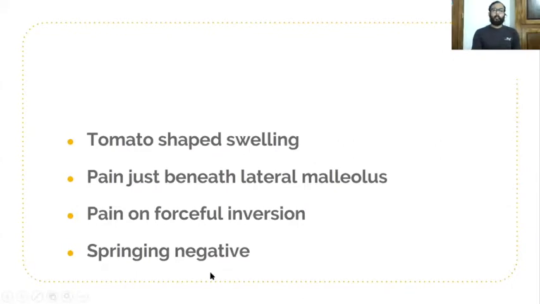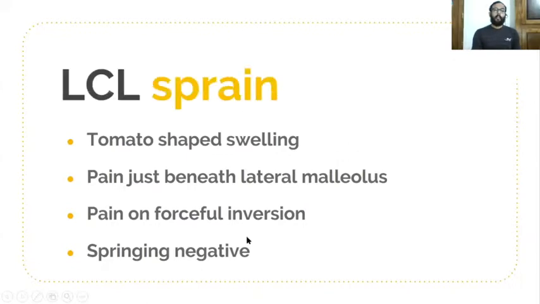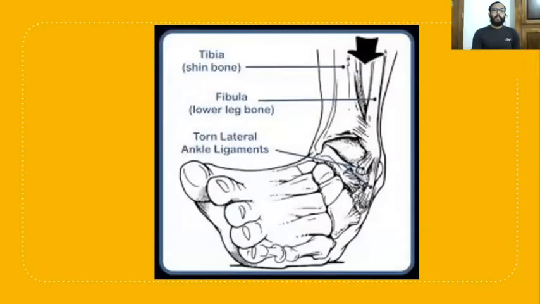Springing test is negative. What is the springing test? Springing test means squeezing the proximal ends of the tibia and fibula, which is negative here, and would be positive in a fracture. Here this is due to a lateral collateral ligament sprain. The lateral collateral ligament comprises three compartments: anterior, middle and posterior. The anterior one is the anterior talofibular ligament, the middle one is the calcaneofibular ligament, and the posterior one is the posterior talofibular ligament.